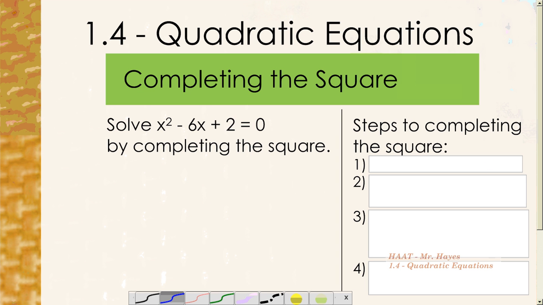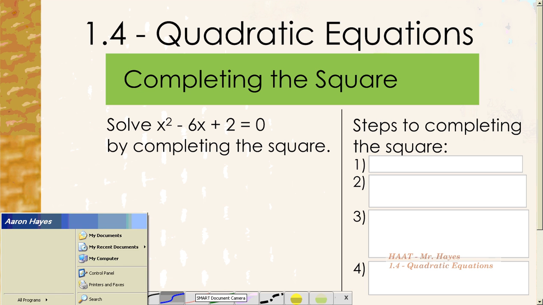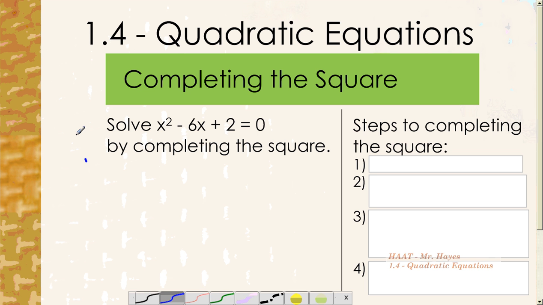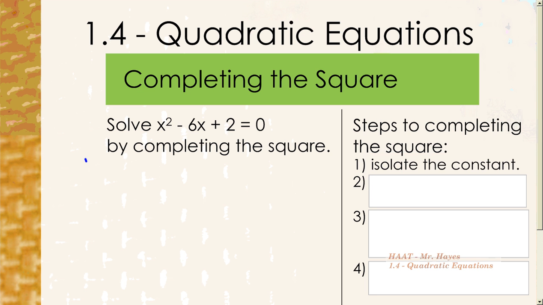So here is said equation. We're going to take x squared minus 6x plus 2 is equal to 0 and solve it by completing the square. As you can see, this isn't factorable. The first step is we're going to move the constant term. We're going to isolate it. We're going to take this positive 2 and move it over to the other side by itself.